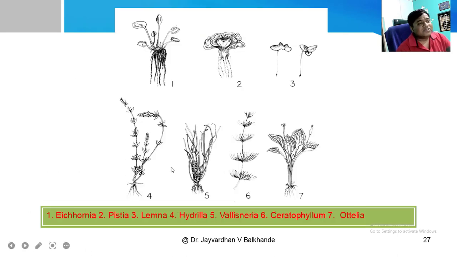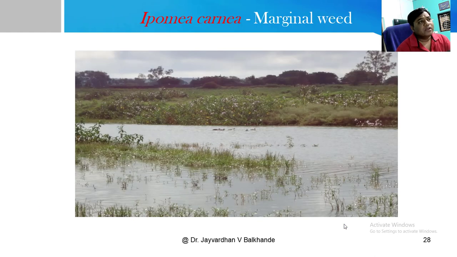We can see in this picture, this is the Eichhornia. The second one is the Pistia. The third one is the Lemna. Again the Hydrilla, we know the Hydrilla. Then the Vallisneria, then the Ceratophyllum and the Ottelia. These are some weeds. And this is the Ipomoea carnea. I just told you that wherever you go to any water body, it is the marginal weed, and it is present all over the margin of the water body.